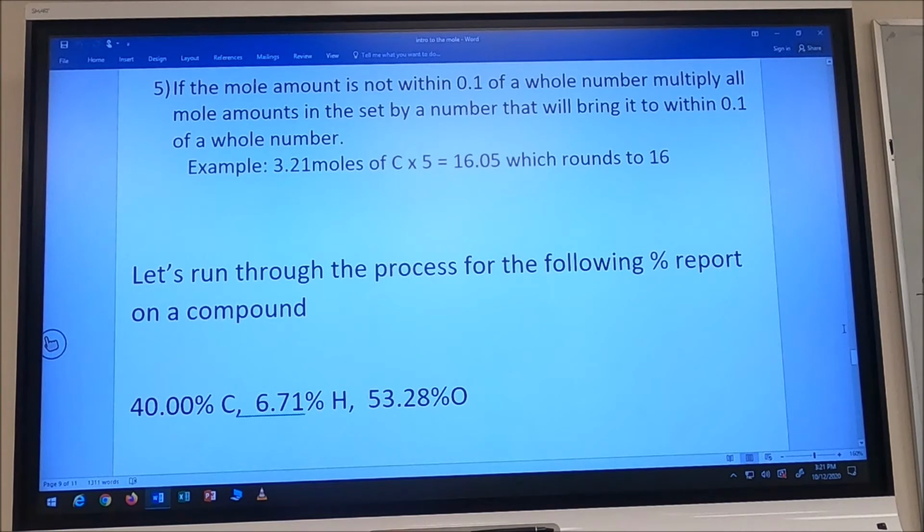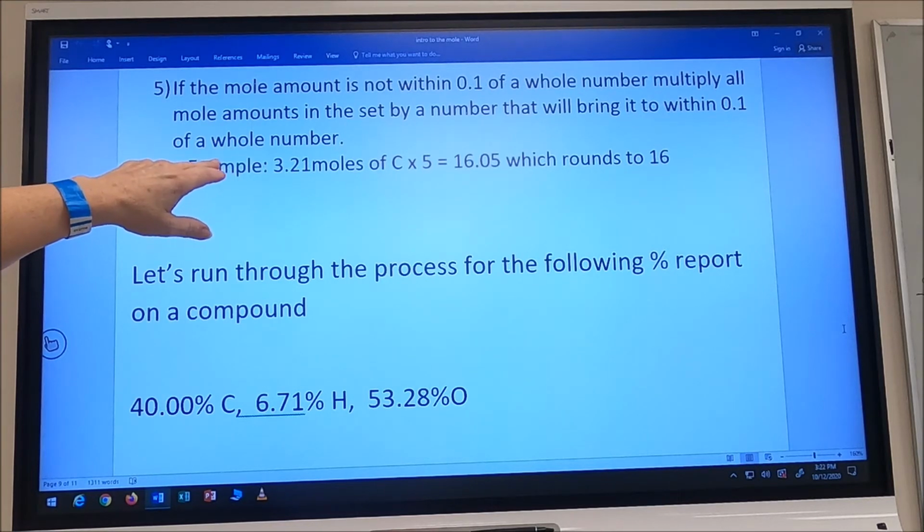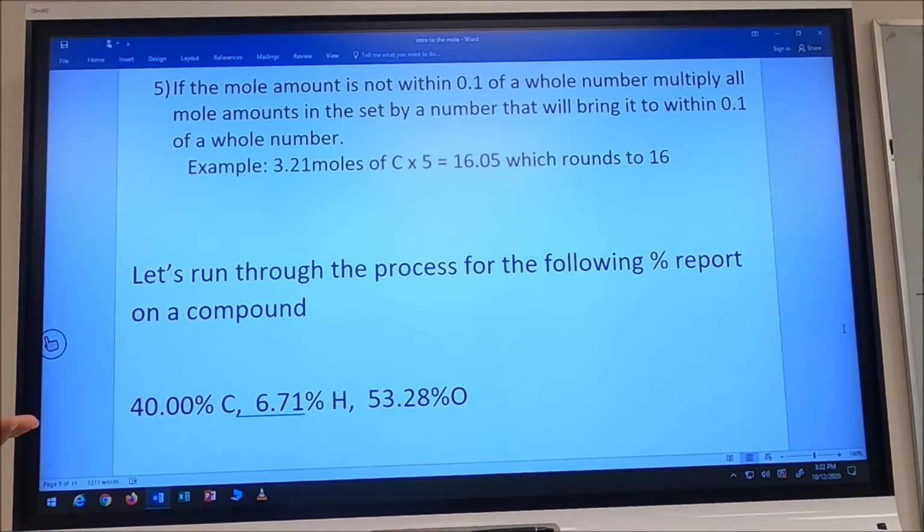If the mole amount is not within 0.1 of a whole number, we're going to multiply all of the mole amounts by a number that will bring things to within 0.1 of a whole number. So if I had 3.21 moles of carbon, if I multiply by 5, I get 16.05, which is within 0.1 of a whole number, so I could round. And guys, this is a lot of trial and error. If it's not within 0.1 of a whole number, try multiplying by 2. If 2 doesn't work, try multiplying by 3. If 3 doesn't work, multiply by 4 until you find which one does. Usually 5 is about as high as you have to go.